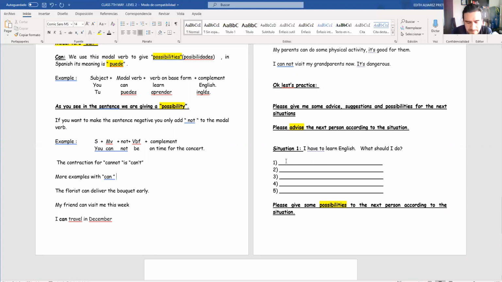Examples with can. Okay? The florist can deliver the bouquet early. Entonces, el florista puede entregar el ramo temprano. Okay? Possibility, ¿no? My friend can visit me this week. Mi amigo puede visitarme esta semana. I can travel in December. Puedo viajar en diciembre. Possibility.